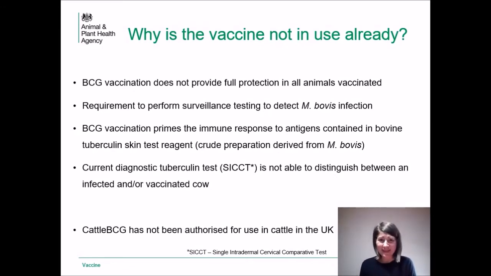And because of this lack of a DIVA test that would be able to detect an infected among vaccinated animals, current legislation in the EU does not allow vaccination of cattle and would prohibit the UK from trading vaccinated animals and possibly meat products with the European Union. And therefore, the cattle BCG has really not been authorized yet, and until there is a marketing authorization for the vaccine, we cannot use it in the UK.